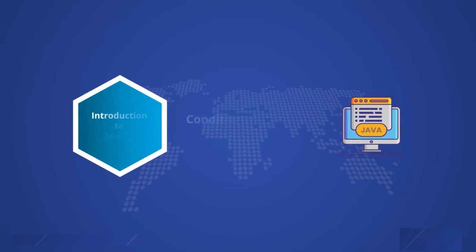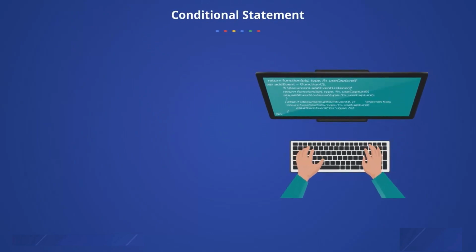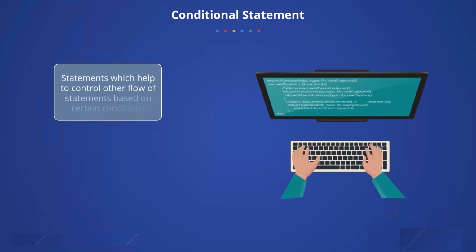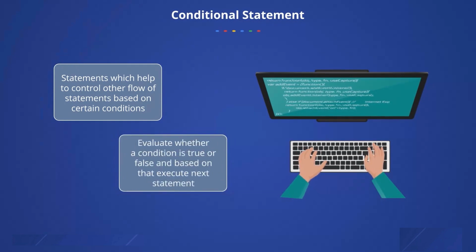Let's discuss conditional statements in Java 11. So what exactly are conditional statements? Conditional statements help you control the flow of other statements based on a certain condition. That means you evaluate whether a condition is true or not, and based on that you say execute this statement or not. That's exactly what is meant by a conditional statement.